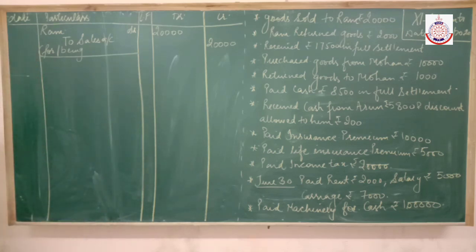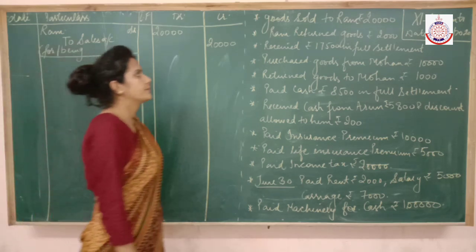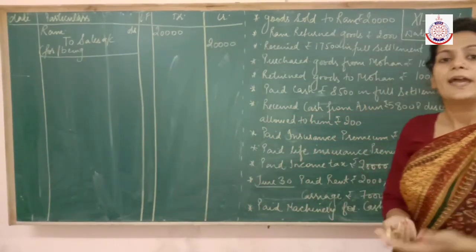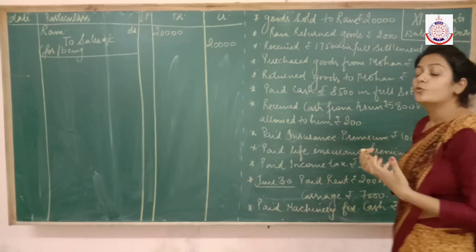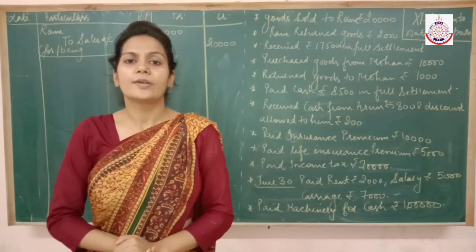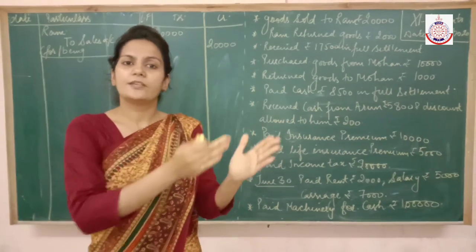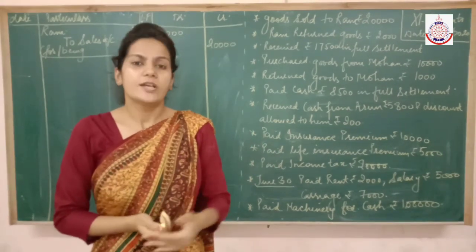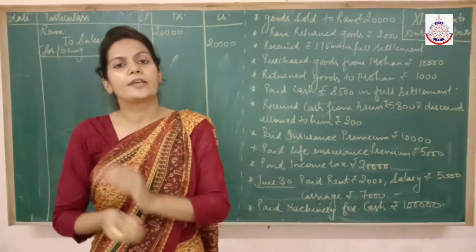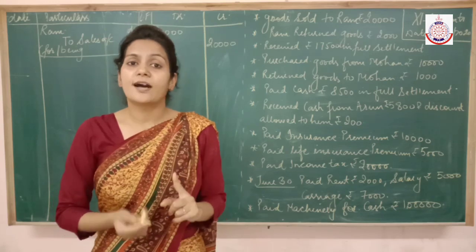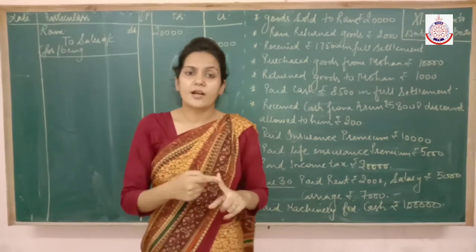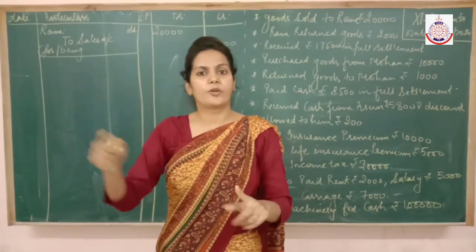Now come to the next. Ram returned goods. Now think. We sold goods to Ram, right? And Ram returned goods. So to whom must Ram have returned the goods? To us. Because we have sold goods to him. Correct? It means that after buying the goods, he found some goods defective. So he returned those goods to us. It means goods are again coming back into the business. Goods are assets. Assets come under real account. The rule of the real account is debit what comes in, credit what goes out.